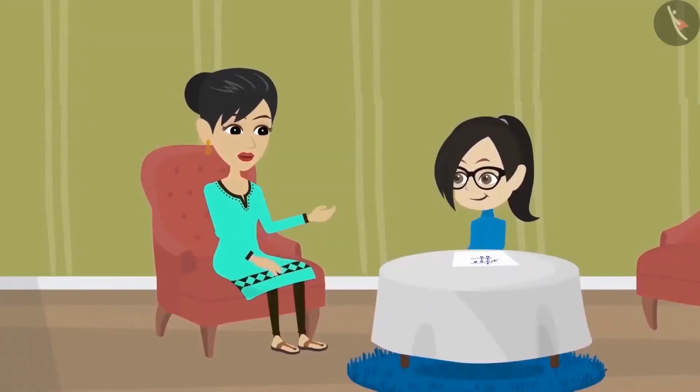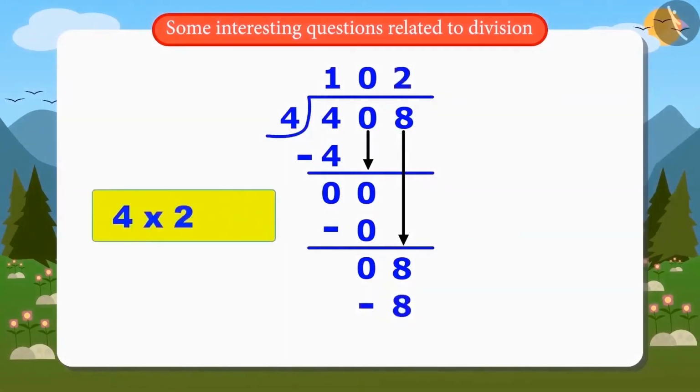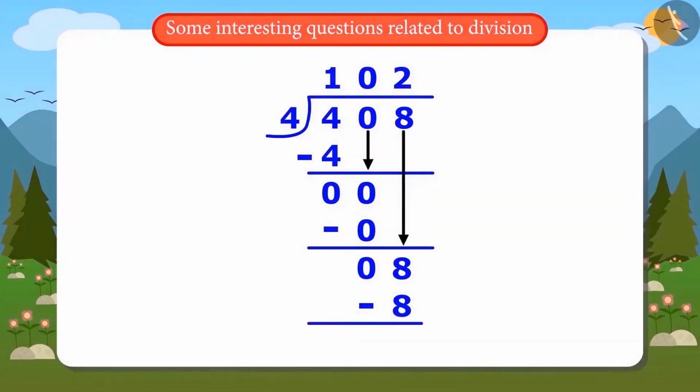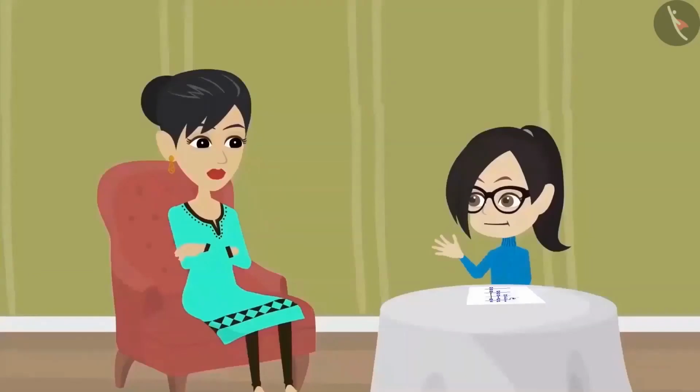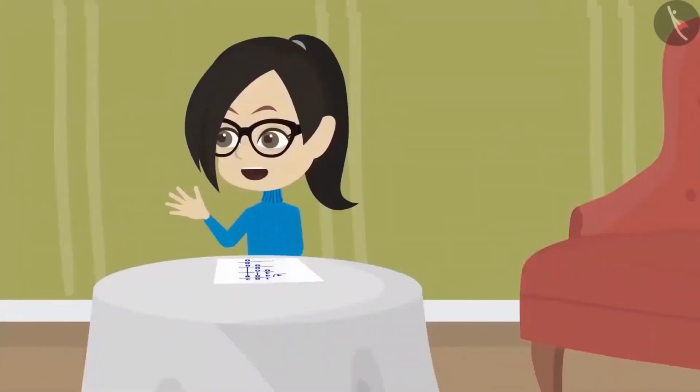Yes, Vandana. Now complete the division to obtain the correct answer. Now write down 8 and divide 8 by 4. The answer is 2 because 4 multiplied by 2 is 8 and the remainder is 0. This means that 408 divided by 4 is 102. Isn't that right, Mother? You check it yourself. Okay, Mother.